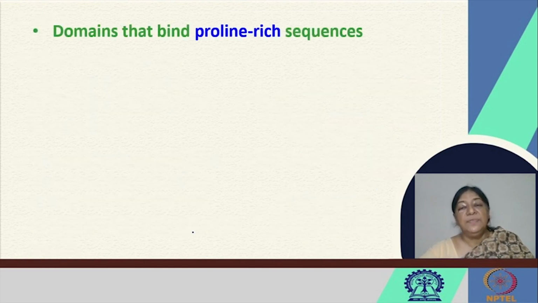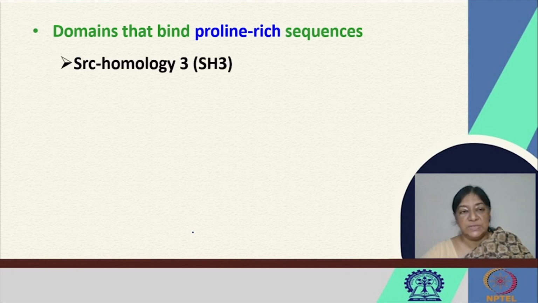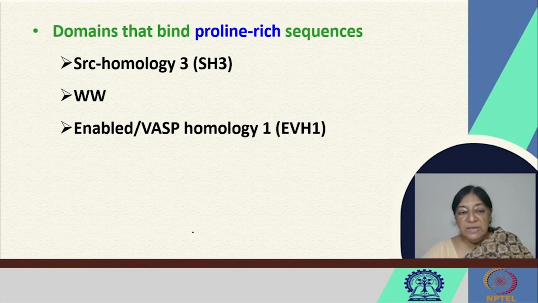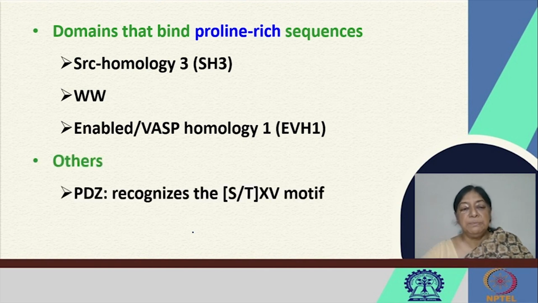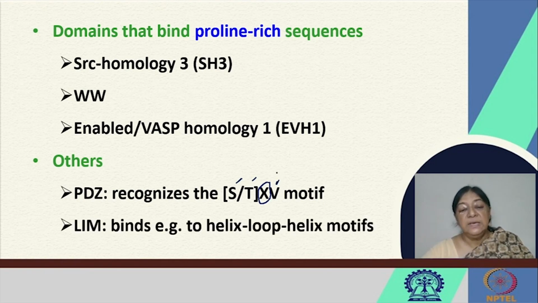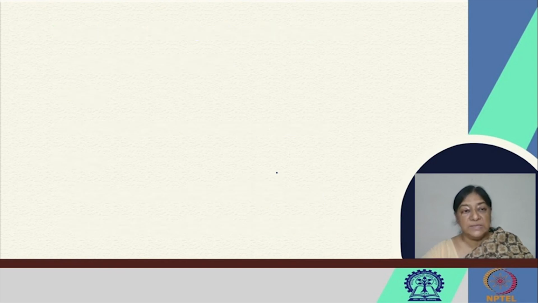Now, if we look at the other types of domains, there are domains that can bind proline-rich sequences. This is the Src homology 3, the SH3 type domain, a WW domain, and a specific Ena/VASP homology, or EVH1 domain. And there are others such as the PDZ domain that recognizes, as we can see, serine, threonine, any amino acid, and a valine motif. And we have the LIM domain that binds, for example, to helix-loop-helix motifs. So the specific recognition sites have been defined by these domains.